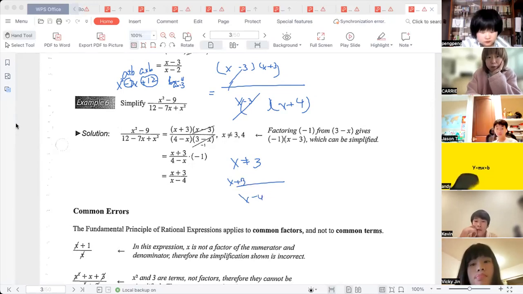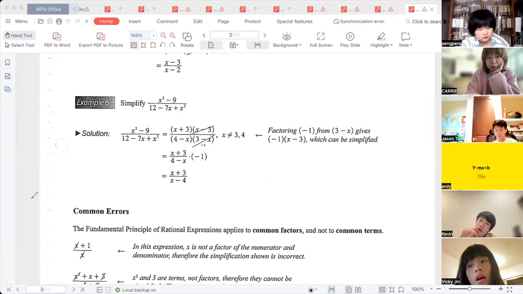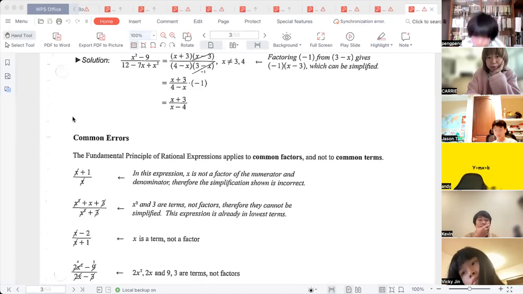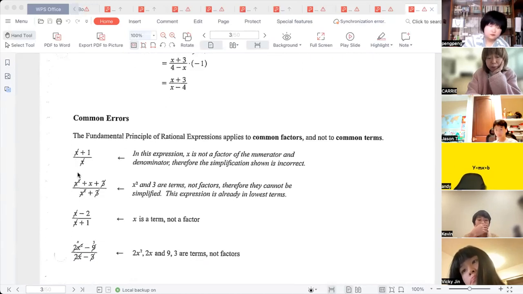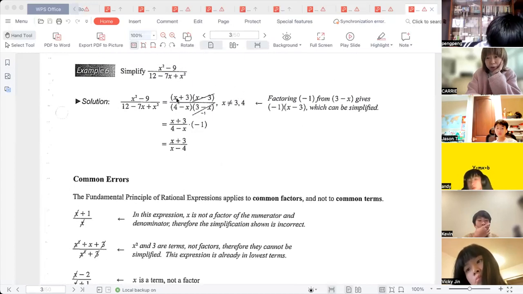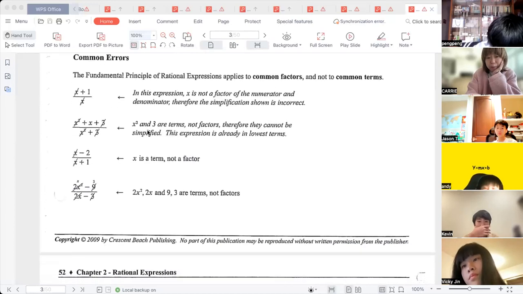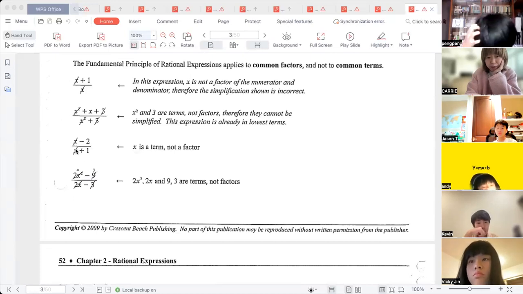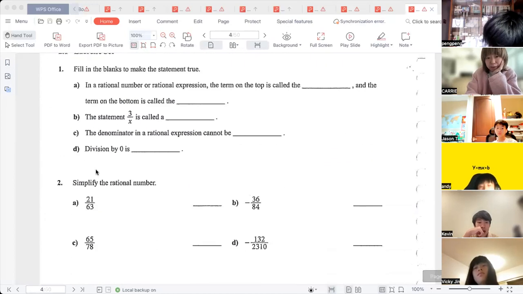Get it, everybody? So there are some common errors here. The fundamental principle of rational expressions is that you cannot cancel across the plus. You can eliminate when one term is times another term, but you can never do something like 1 minus 2 over x plus 1. The x cannot be eliminated. Understand, Andy? Jason? Okay, so those can only work on the times.